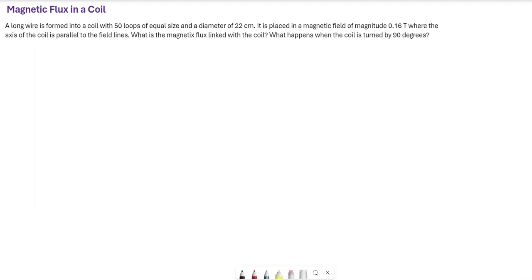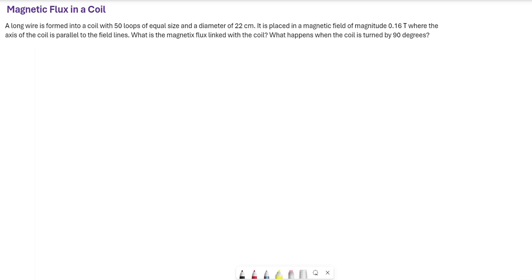Okay, in this video, we're going to talk about magnetic flux in a coil. So we have a long wire formed into a coil with 50 loops of equal size and a diameter of 22 centimeters. It's placed in a magnetic field of magnitude 0.16 Tesla, where the axis of the coil is parallel to the field lines. What's the magnetic flux linked with this coil? And what happens when the coil is turned by 90 degrees?